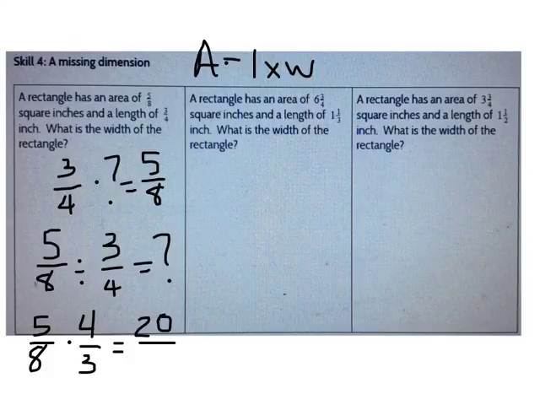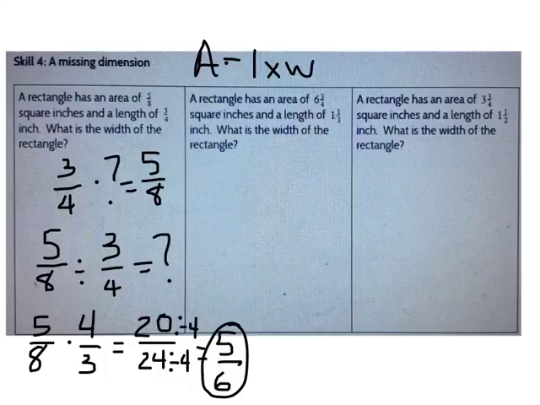It's 20/24. Now I can simplify. What's the largest number that goes into both 20 and 24? 4. When I divide both 20 and 24 by 4, what's the result? It's 5/6. So the missing width is 5/6 inches.